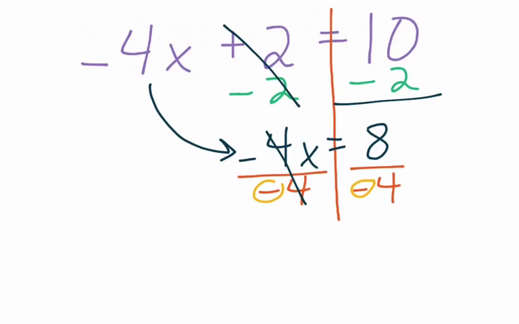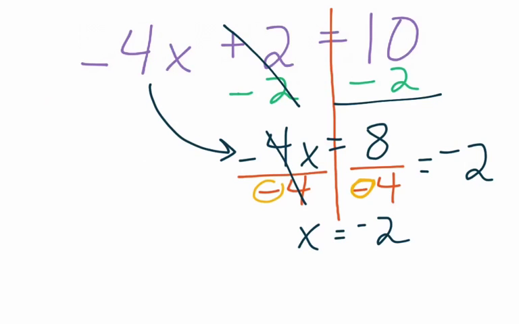On the left, this cancels out. And I have x equals whatever 8 divided by negative 4 is. 8 divided by 4 is 2. But I've got this negative in here. And when you divide a positive by a negative, your answer should be negative. So x in this case should equal negative 2.